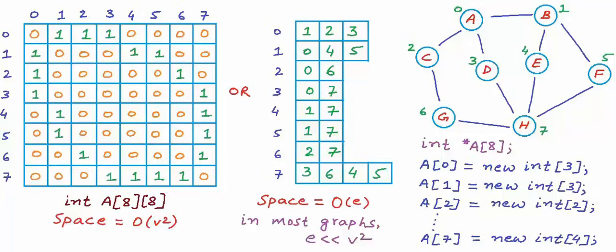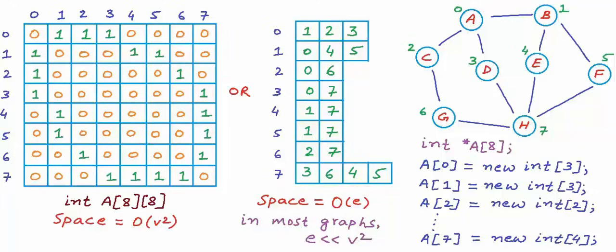Here, for an undirected graph like this one, we would consume exactly 2 times the number of edges units of memory. And for a directed graph, we would consume exactly E, that is, the number of edges units of memory. But all in all, space consumption will be proportional to the number of edges. Or in other words, space complexity would be big O of E. So the second structure is definitely better in terms of space consumption.